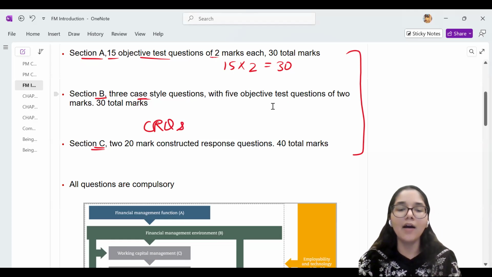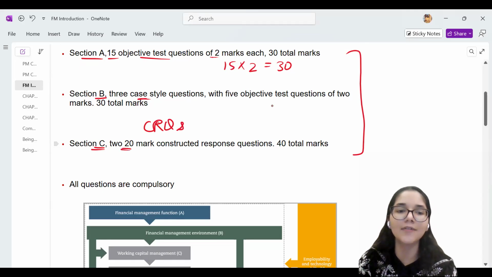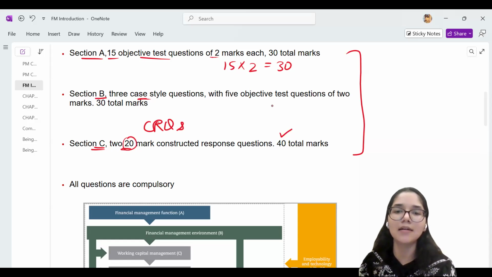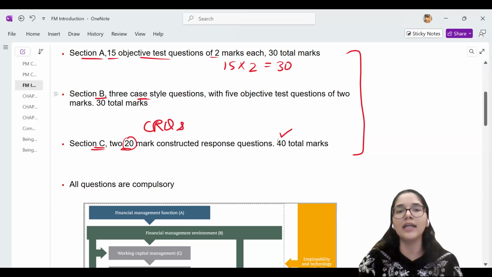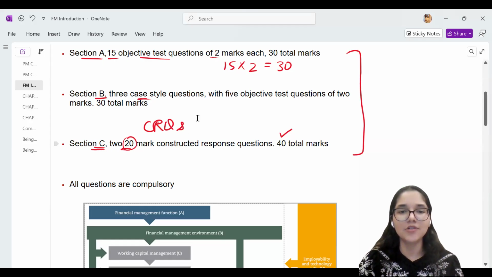So we are going to have two case studies based on that. One case study will be for 20 marks. So in total, it is for 40 marks. That means 30 plus 30 plus 40 will make up for the 100 total marks of your paper. So this is how your paper is actually structured.